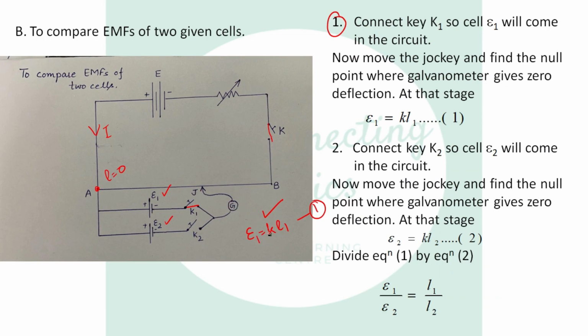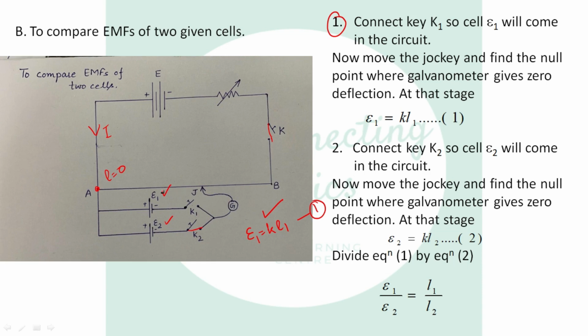That means E1 will be equal to K into L1. Now remove this K1 and connect K2. Now this time the E2 cell will be in the circuit. So what we will do?